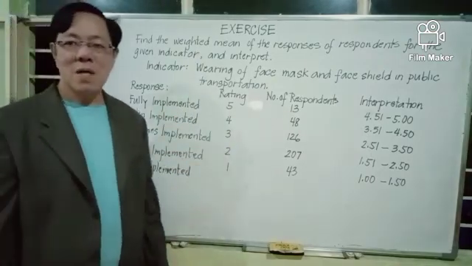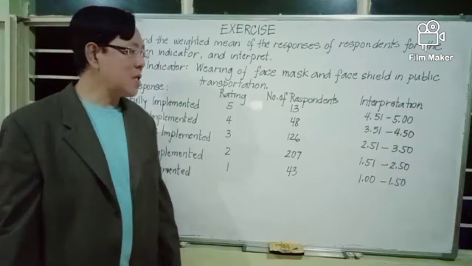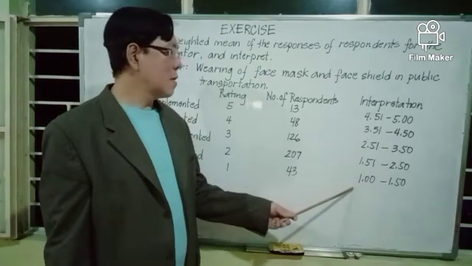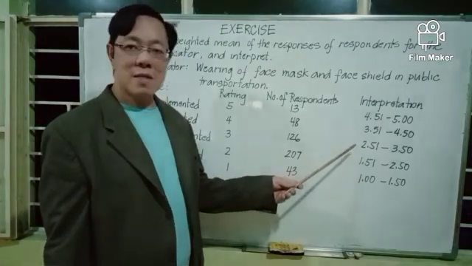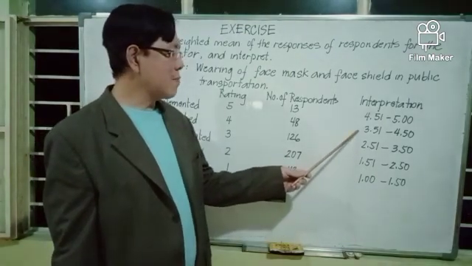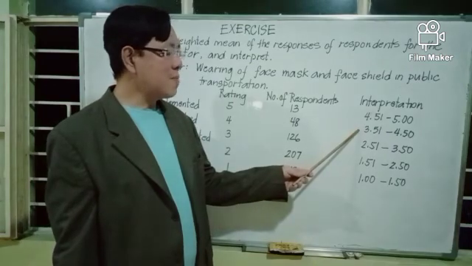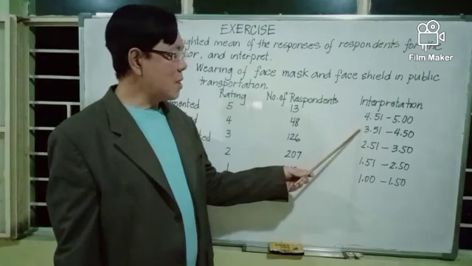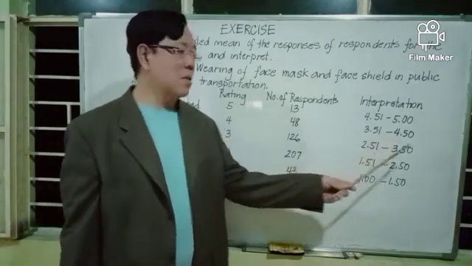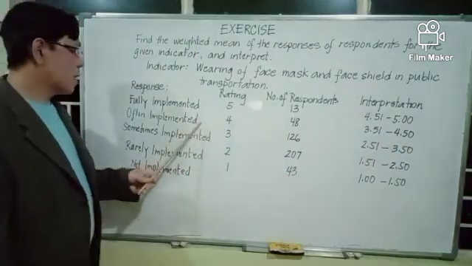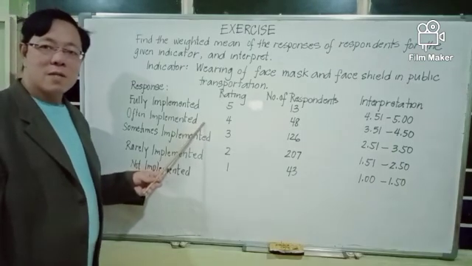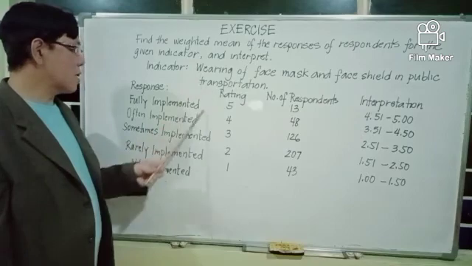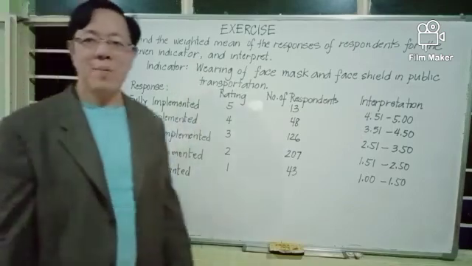And after you obtain the weighted mean, you interpret using these intervals for means. If the mean, for instance, falls in this interval, if the weighted mean you compute is between 3.51 and 4.50, then you say that generally the respondents said that this particular indicator is often implemented.